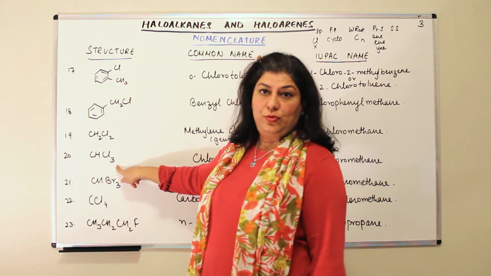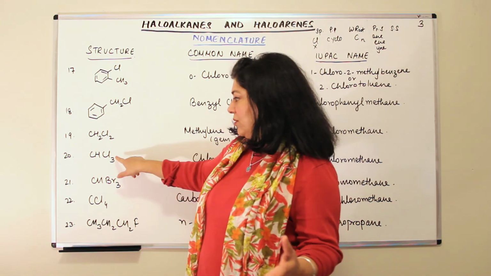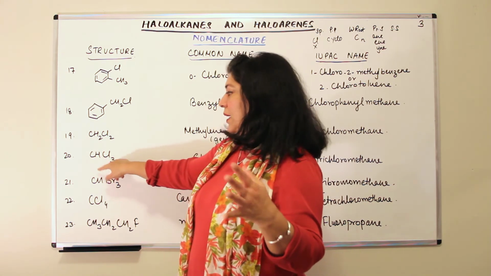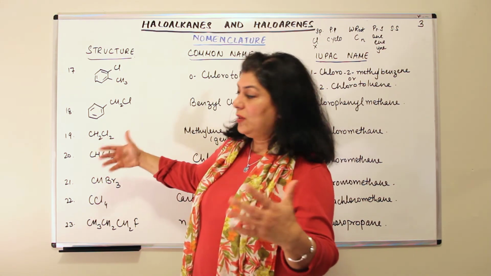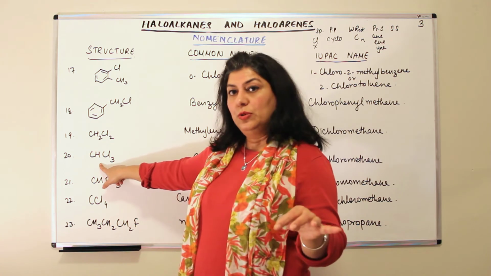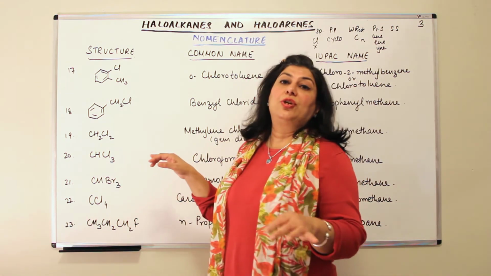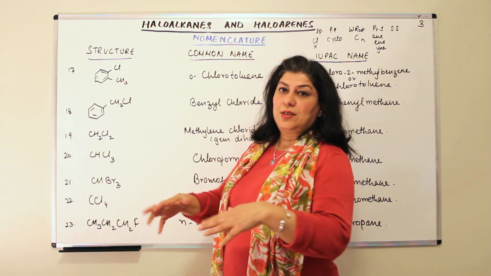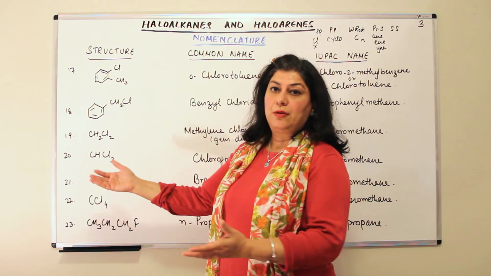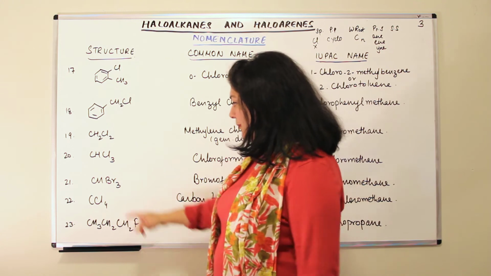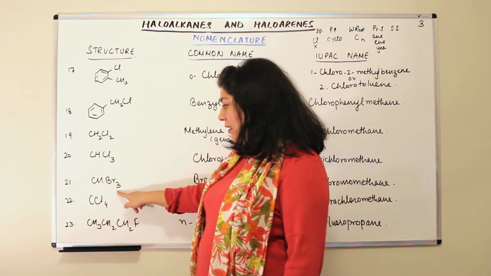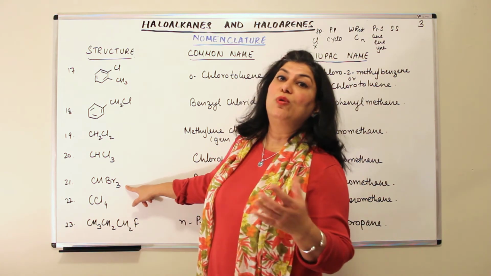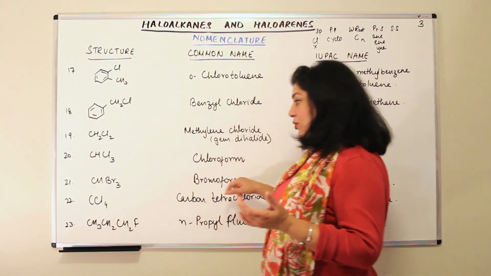This is trichloromethane according to IUPAC. There are 3 chlorine atoms, tri-substituted, 1 carbon, meth, ane, it is saturated, so it is trichloromethane. But in common nomenclature, this compound is known as chloroform. So no rules of naming it there, it is just a name given to the compound. This compound is known as chloroform. And if it was CHBr3 instead of CHCl3, if it was Br3, the common name would be bromoform, and that is its common name, bromoform.